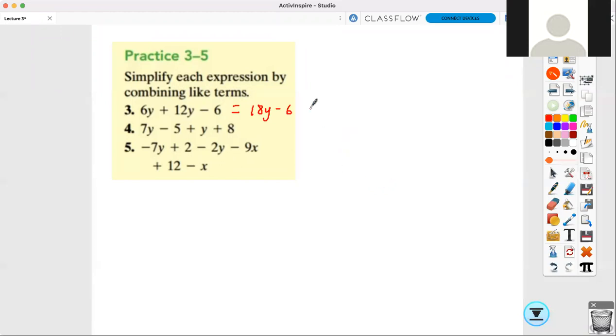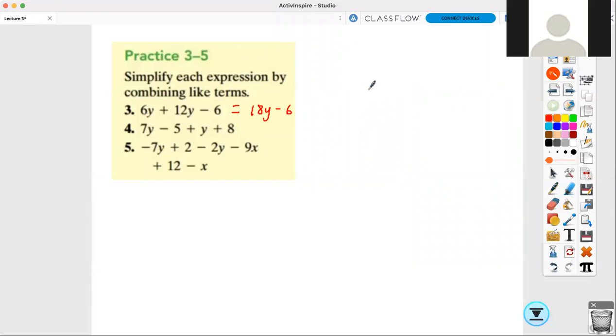All right, Sean, what did you get, sir? First you have to look at the problem, Sean. It says 6y plus 12y minus 6, right? Now, out of these three terms, which ones can you combine?